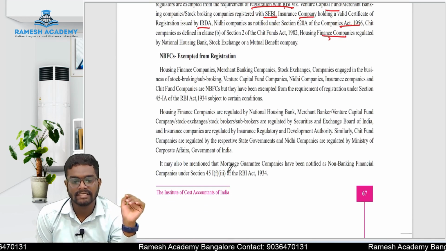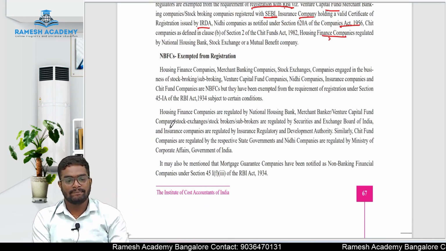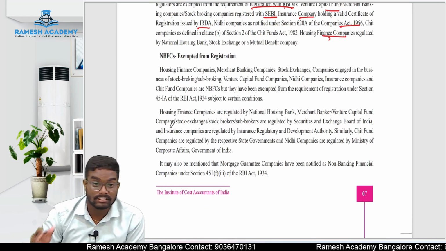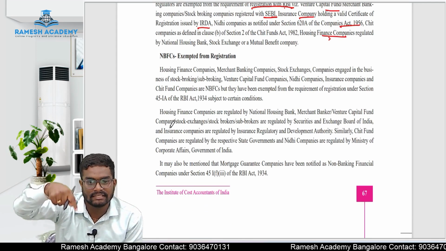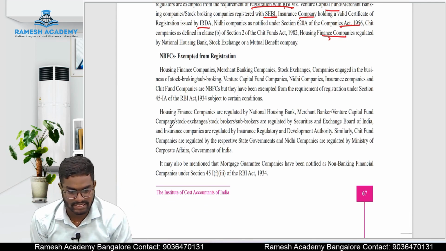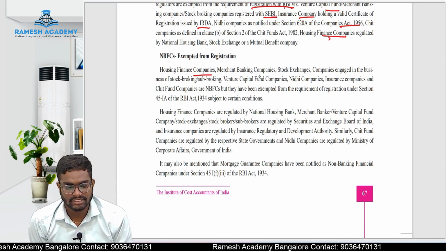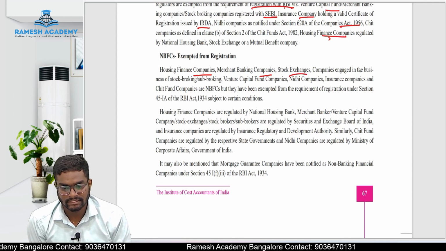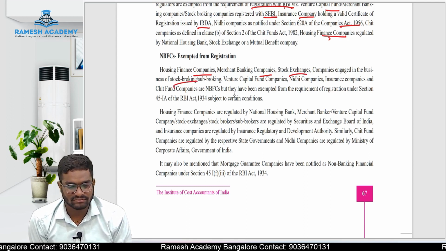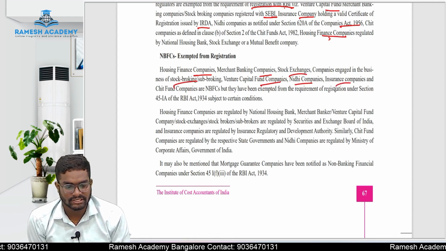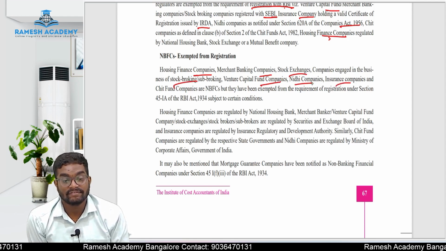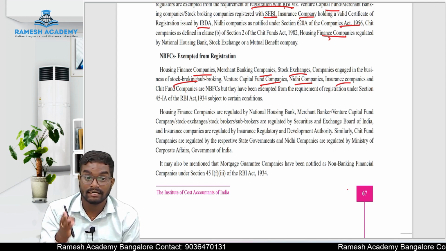So there are certain NBFCs which are exempted from registration because they will be registered under some other act. That's the reason they are not liable for registration under RBI here. Which are those? Housing financial companies, merchant banking companies, stock exchanges, in the business of stock broking. These are registered under SEBI. Venture capital funds, Nidhi companies, insurance companies. These are some of the companies which are exempted from registration under RBI.